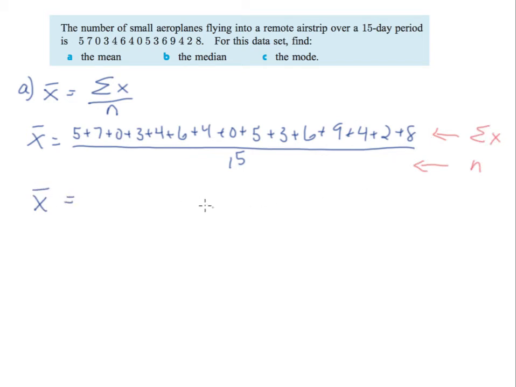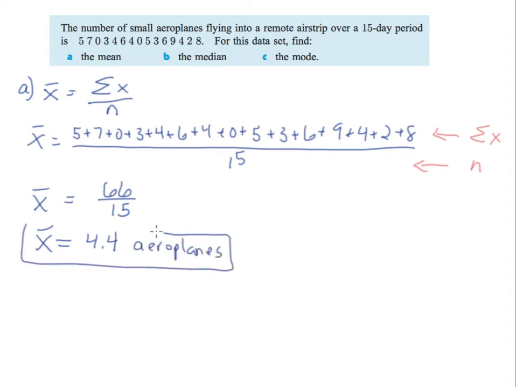So mean is equal to 66 divided by 15. Then we're going to punch that into our calculator, and we're going to get 4.4 airplanes as our mean number of airplanes flying over the 15-day period.